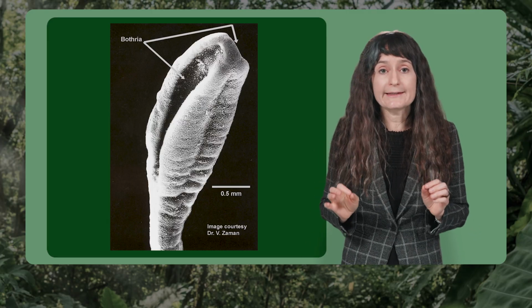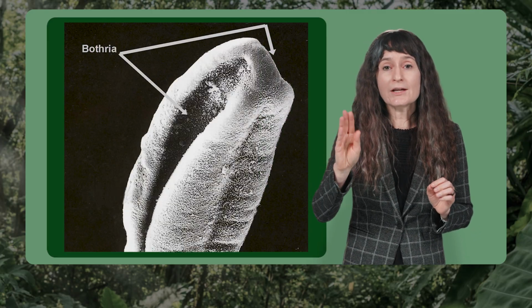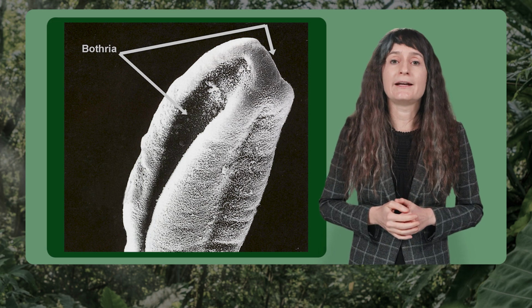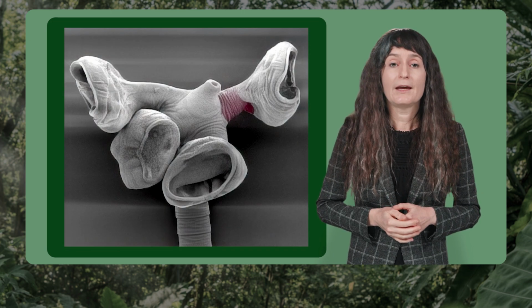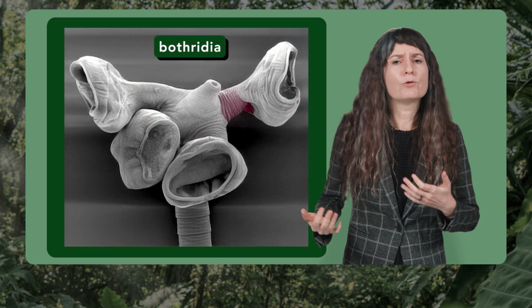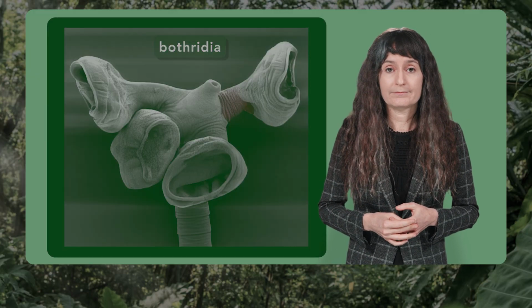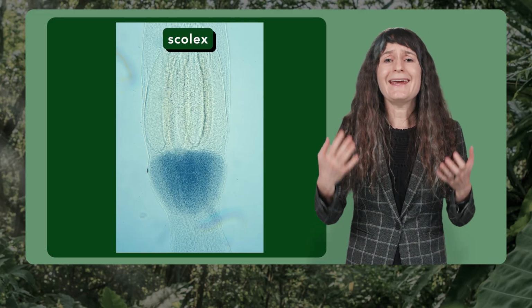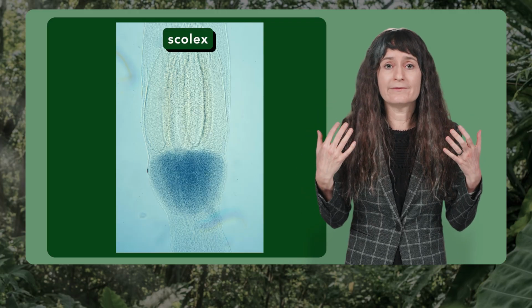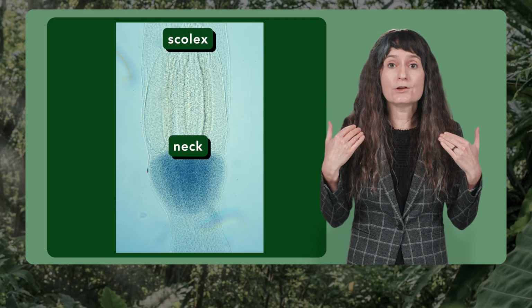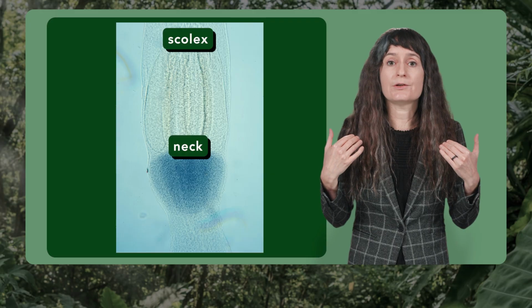Bothria are long slits in the scolex, and they're used to suction onto the folds of the intestinal lining of the definitive host. And lastly, the Thridia are these more complex structures, like you see here, that are also used in attachment. Now, the scolex is on the anterior portion, or the head end of this organism, and then the neck is the growth region, just posterior to the scolex.